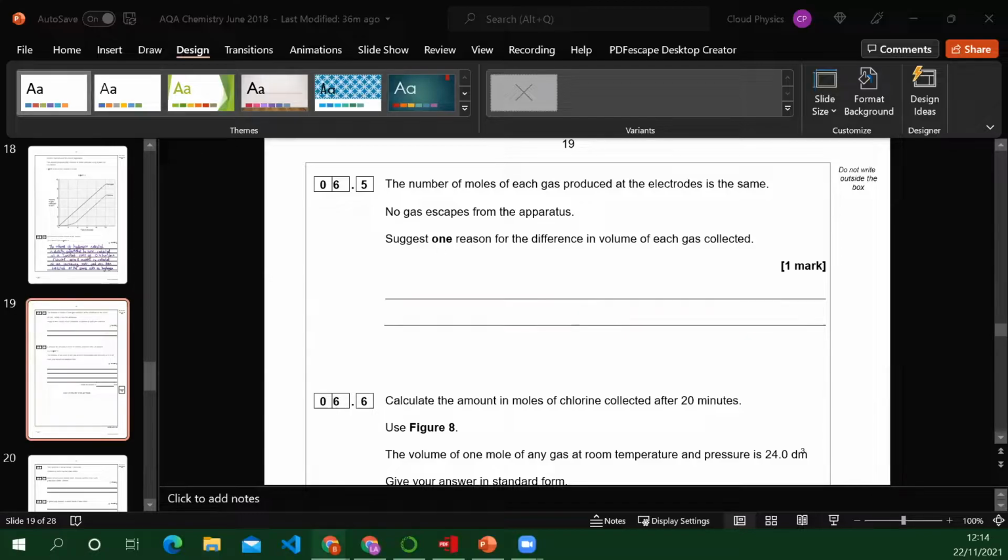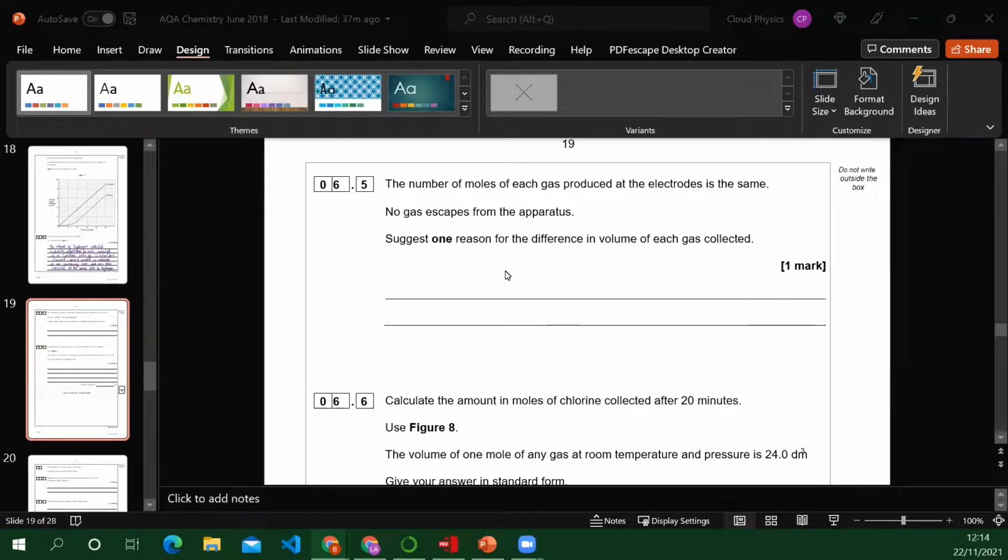So I guess I'll go straight to the questions. This is part 4. The number of moles of each gas produced at the electrodes is the same. No gas escapes in the apparatus. Suggest one reason for the difference in volume of each gas collected.